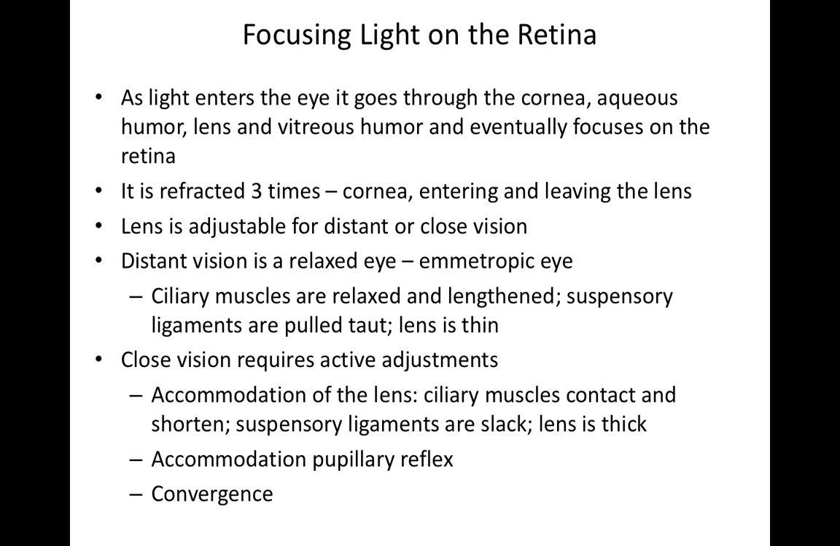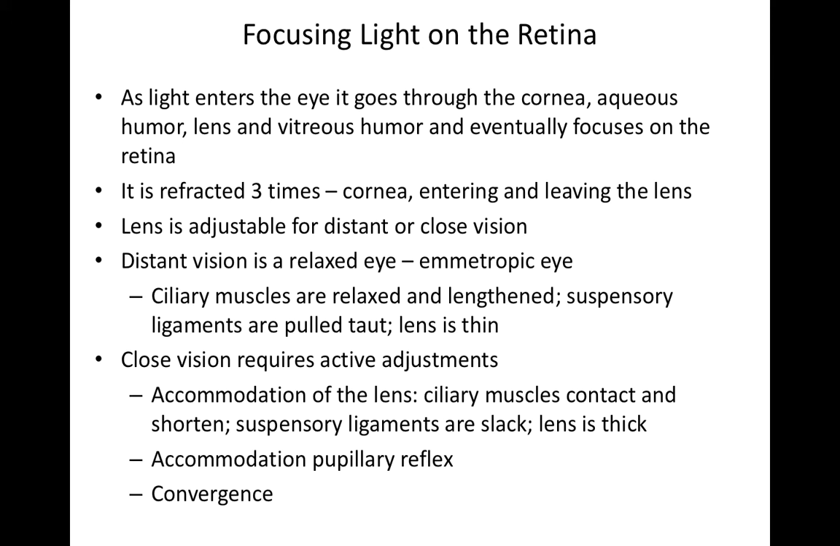Now, close vision is where we have a serious number of active adjustments. This is why you can't read or stare at your phone forever. So first of all, we have to accommodate the lens. The ciliary muscles have to contract. They're going to shorten. It's going to cause the suspensory ligaments to slacken up, and the lens is going to get thicker. So we've got ciliary muscles contracting. We're going to have to go through the pupillary reflex, which is going to cause sphincter pupillae to contract the pupil.